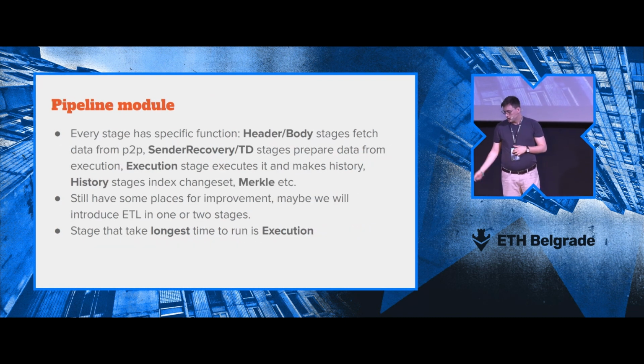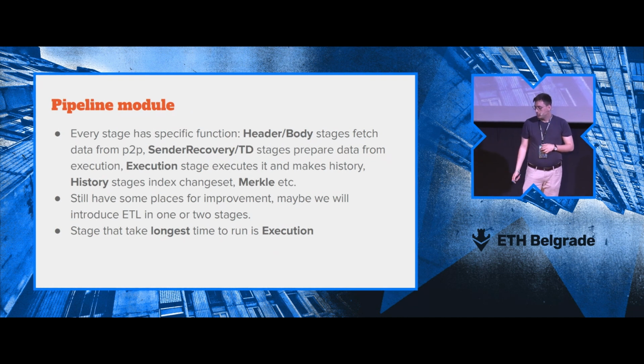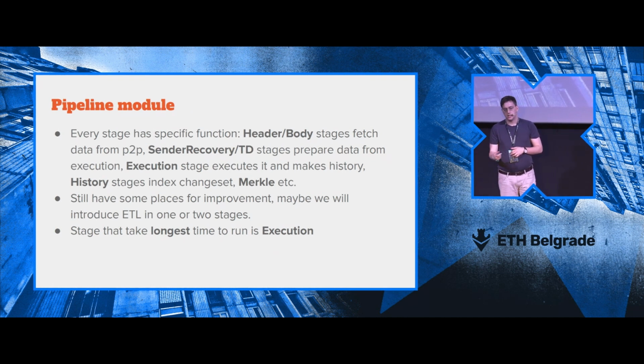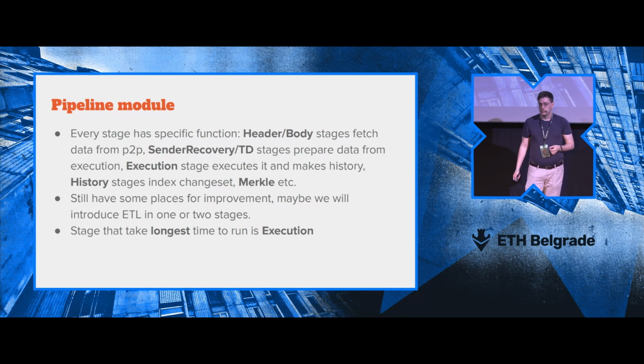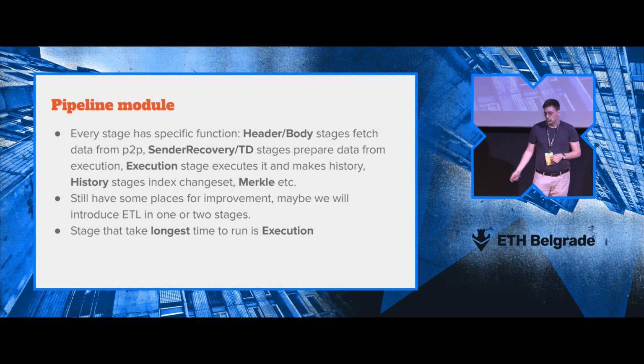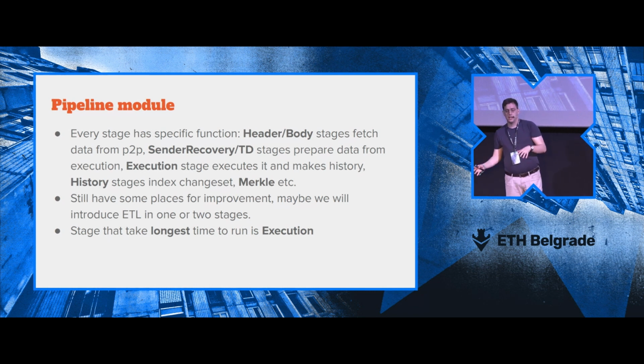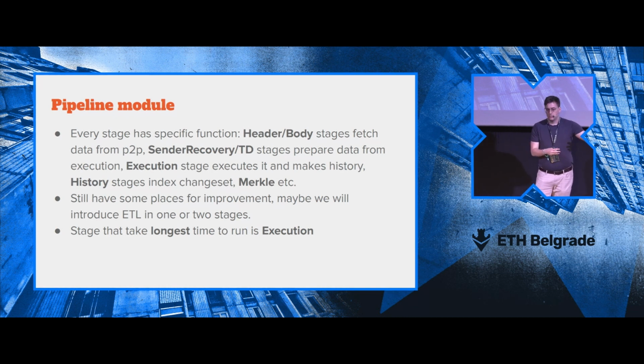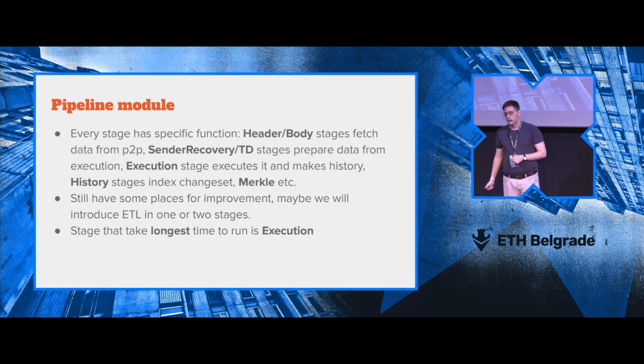For example, the stages inside the pipeline are header and body, which are specialized for fetching blocks, headers, and basically the data needed from the P2P network. There is sender recovery and total difficulty, which are needed as preparation for the execution. Execution executes and creates receipts, everything around that. And there are a few stages that do indexing and history indexing. After that, there is transaction ID.